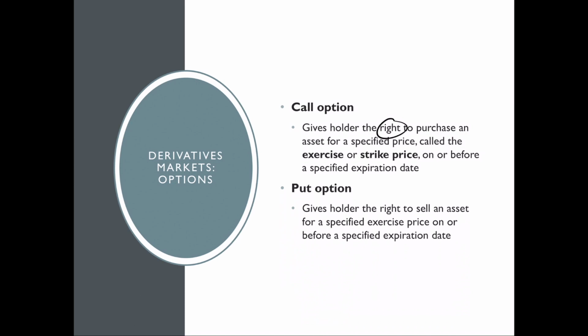That's the key phrase with the term option. You have the option to do it, but you don't have to. You don't have to exercise your call option. Same with the put. It gives the holder the right to sell. So a call is to buy, a put is to sell, an asset for a specified exercise price on or before a specified expiration date.